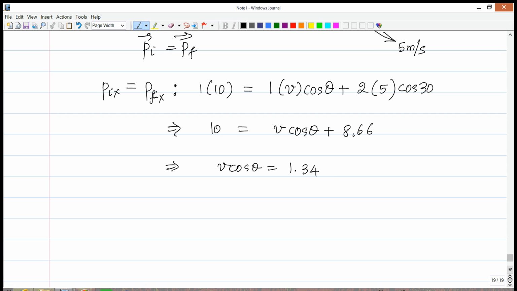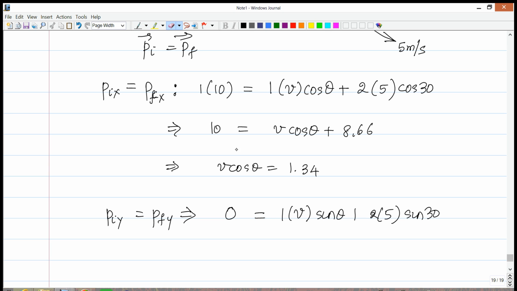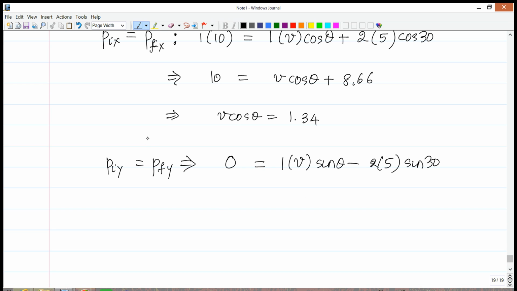Alright, great. So we have this. Let's repeat the process along the Y direction. Okay, so we repeat the process for the Y, and what we end up getting is PIY equals PFY, and in the beginning along the Y direction there are no momentum components, so it is all 0, and in the end we know that the momentum is going to be 1 times V times sine of theta plus 2 times 5 times sine of 30. Actually it's going to be minus, because we see that it's going along the negative Y axis. Okay, great. So we have our second equation, which gives V sine theta is equal to 2 times 5 is 10, sine of 30 is 0.5, is equal to 5.